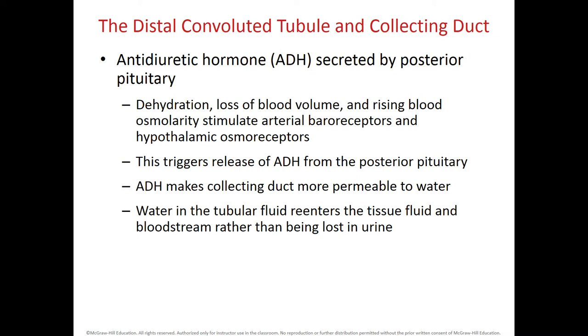ADH is secreted when someone is dehydrated, when someone has lost blood volume because of a hemorrhage, or when someone has increased blood osmolarity, because let's say that you have ingested a very salty meal, or you have ingested something that is rich in sugar, like ice cream, and that will stimulate some of the cells in our body, like the hypothalamic osmoreceptors. So within the hypothalamus, we have these cells, the osmoreceptors, that help you detect the concentration of sodium or the concentration of glucose, so the osmolarity.